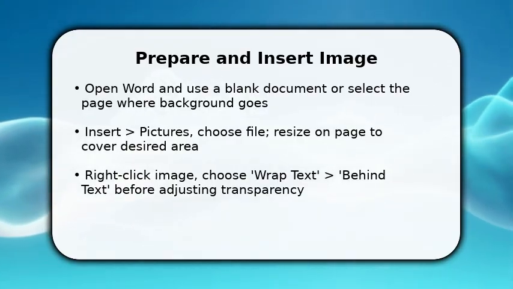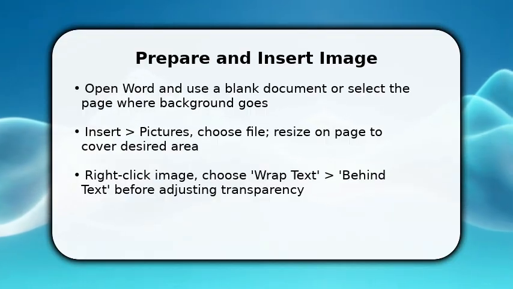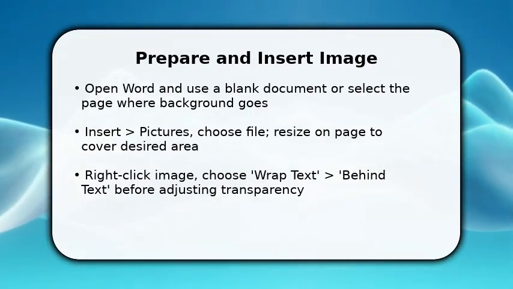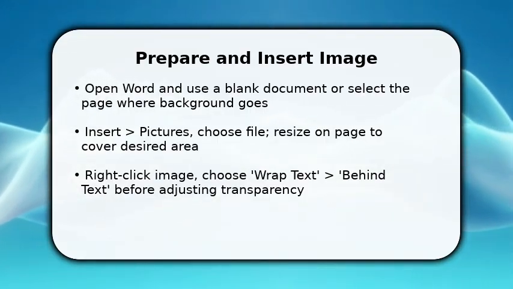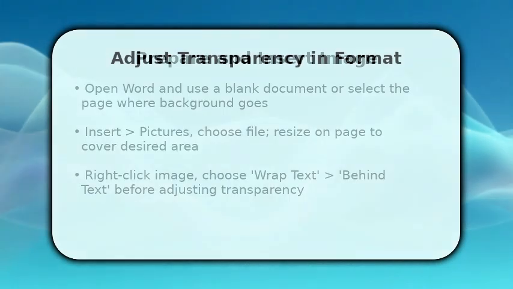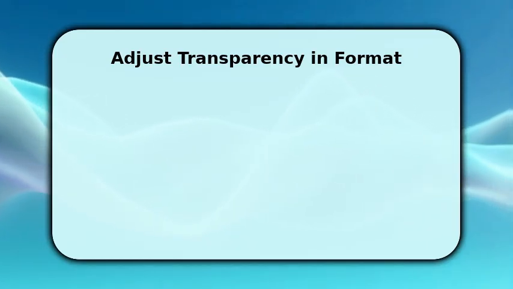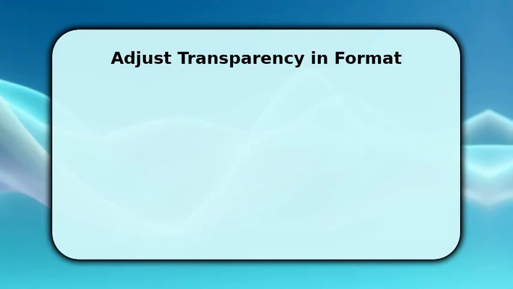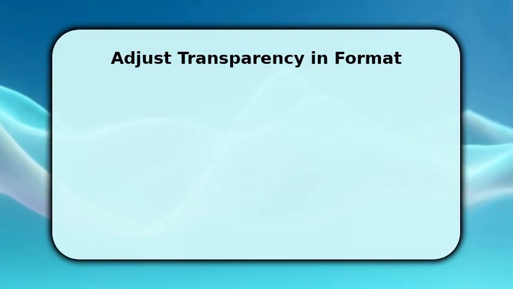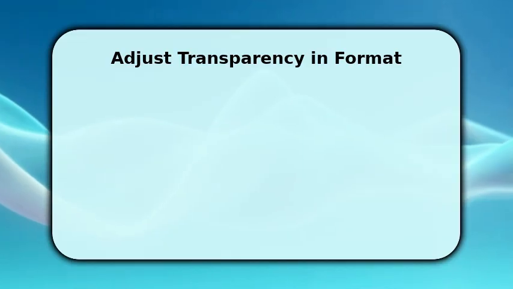This matters because inline images don't support the same transparency workflow, and positioning first saves you repeated adjustments later. Now you change the transparency through the picture format controls so the background blends with your content. Select the image and use the transparency gallery for quick presets or open format picture for a precise slider.